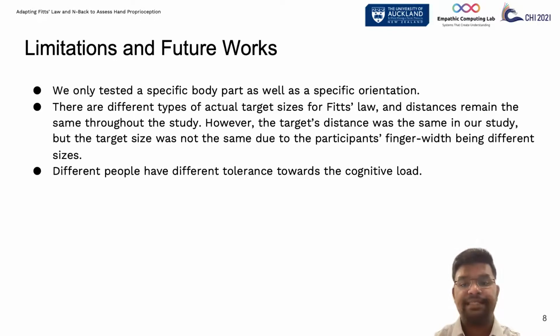In our study, we only tested a specific body part as well as a specific orientation. There are different types of actual target sizes for Fitts law, and distance remains the same throughout the study. However, in the study, the target distance was the same, but the target sizes were not the same due to participants' finger width variation. Different people have different tolerance towards cognitive load, which also might influence our study. In future, we'll propose an extended Fitts law specifically for assessing hand proprioception as opposed to adapting current known models.